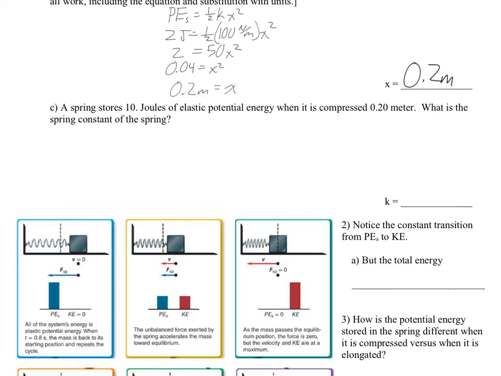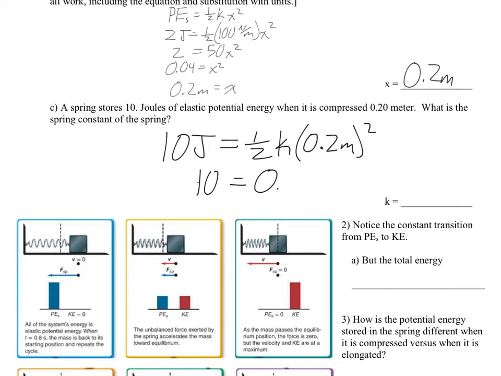The next one gives us 10 joules, and it gives us the compression now, so we're given x, and we have to find k. So I'll skip writing the equation, but I'll sub in right away. 10 joules equals 1/2, k is our unknown, and 0.2 meters squared. Simplifying a little on the right-hand side, we get 10 on the left equals 0.02 times k. If we divide both sides by 0.02, we have 10 divided by 0.02, which gives us 500 newtons per meter.